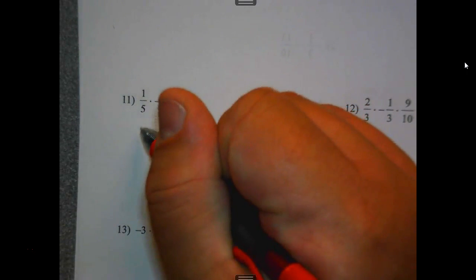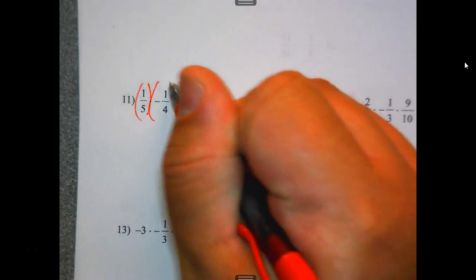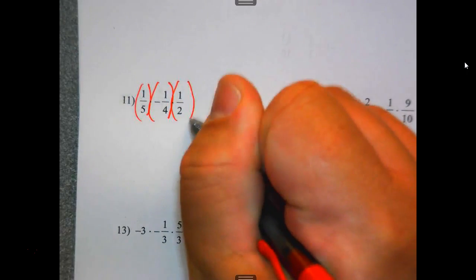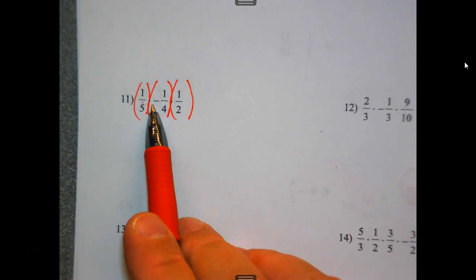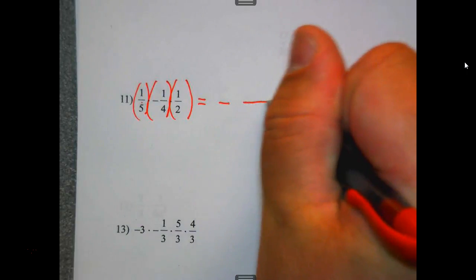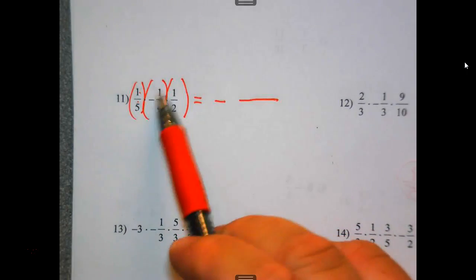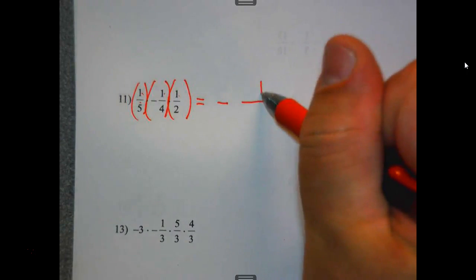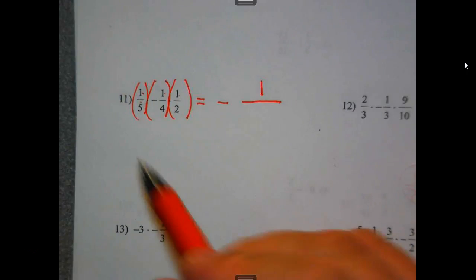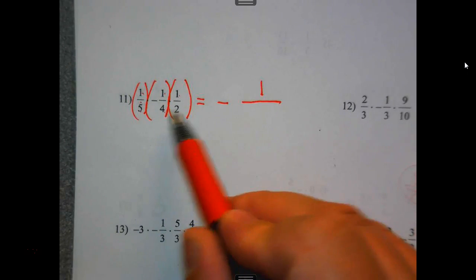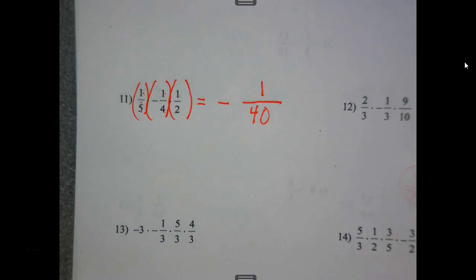Worksheet 1. Let's do number 11. I have 1/5 times -1/4 times 1/2. If I have a positive times a negative is a negative, times a positive is going to be a negative. 1 times 1 times 1 is 1, so no simplification needed. 5 times 4 is 20, times 2 is 40. Good job, Trey.